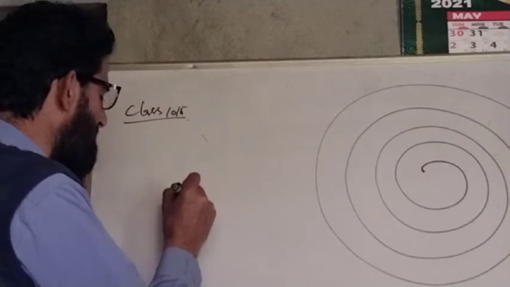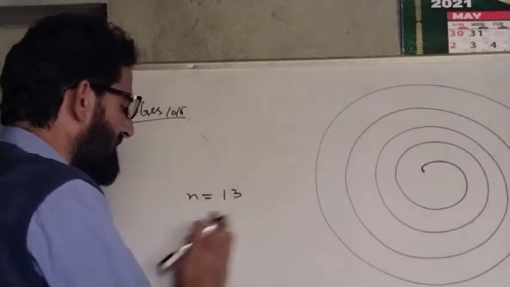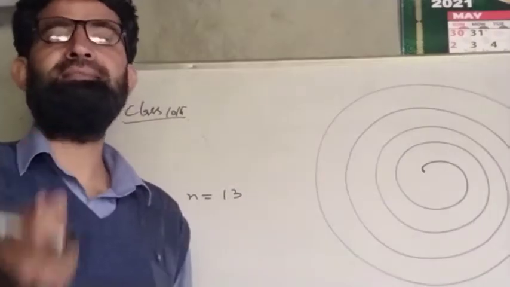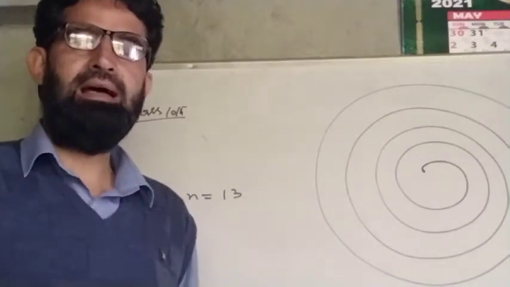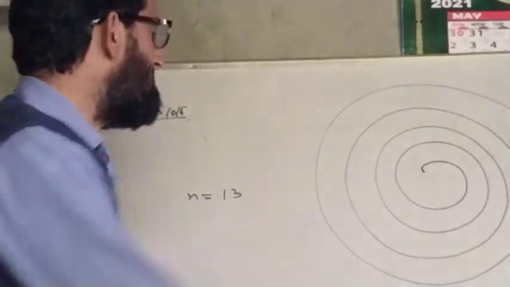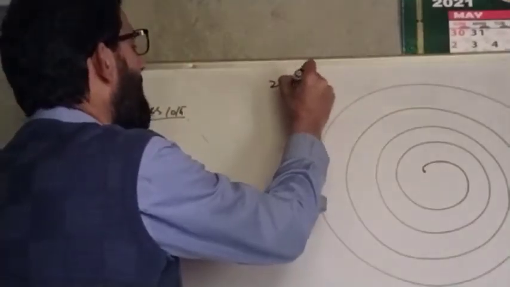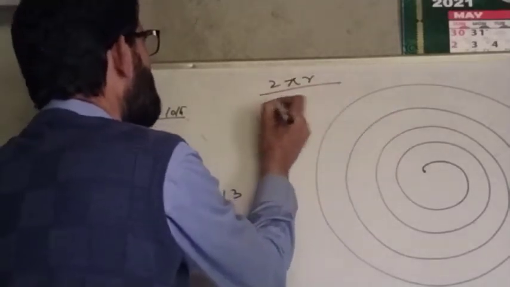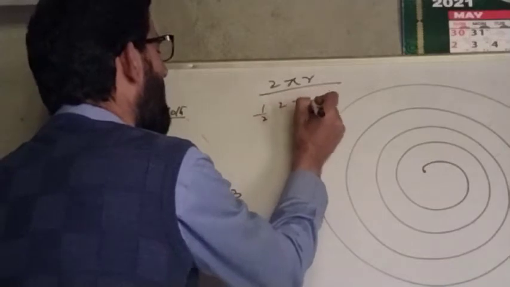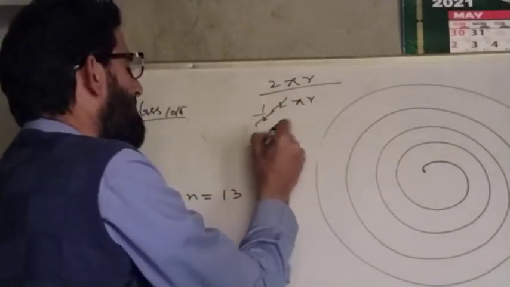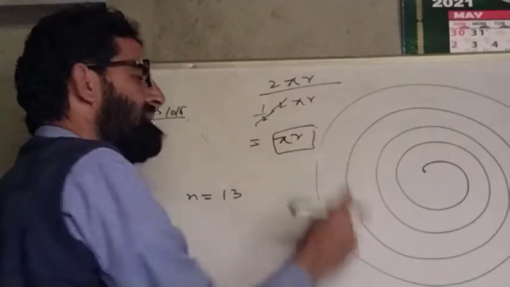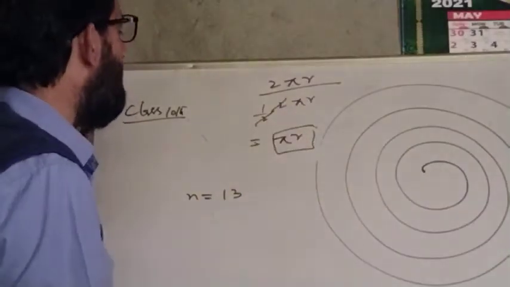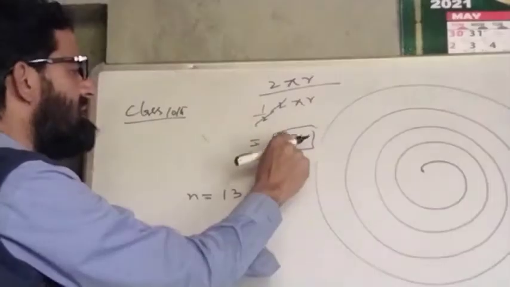So here n is equal to 13. So what is the length of one semicircle? You know what is the length of a semicircle? The circumference of a circle is 2 pi r. This is a circle. And a semicircle is 1 by 2 into 2 pi r. 2 and 2 will get cancelled and we are left with pi r. So the circumference or length of one semicircle is pi r.